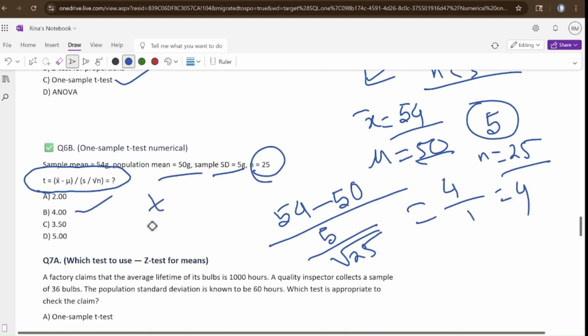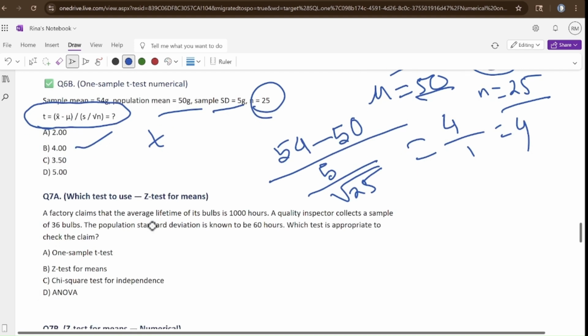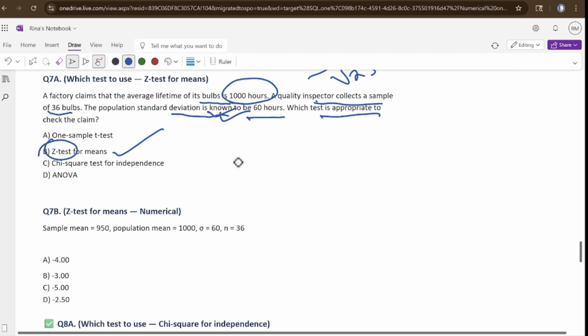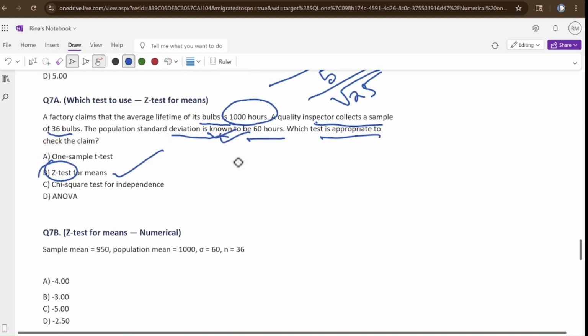Okay, got it. Now next, a factory claims that the average lifetime of its bulbs is 1000 hours. A quality inspector collects a sample of 36 bulbs. Now the population standard deviation is known to be 60 hours. See, known means population standard deviation known means you will go for Z test. Then which is appropriate? And here you are calculating means, so you will go for Z test for means. Okay, now let's do the numerical.